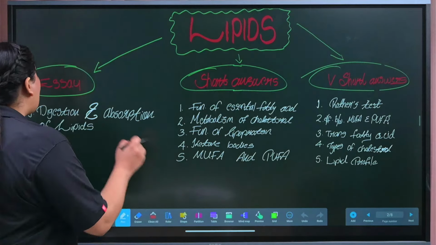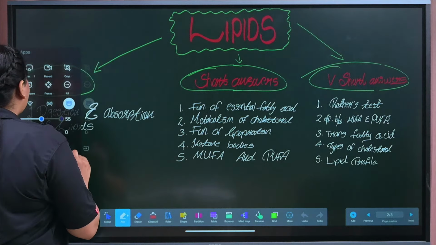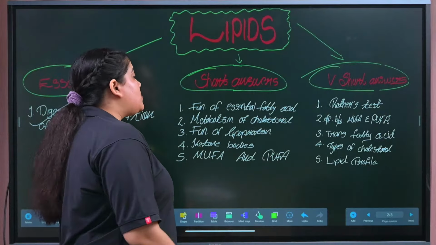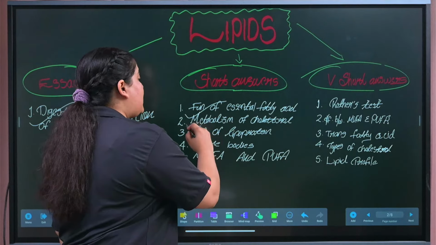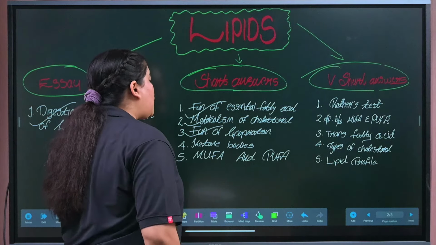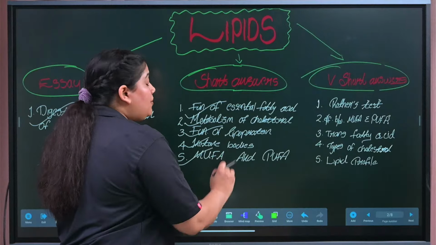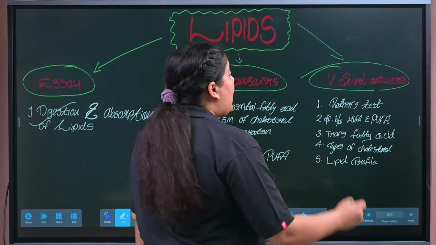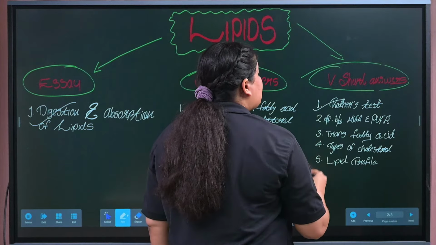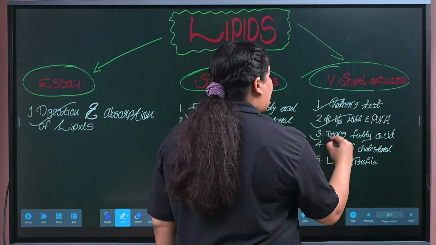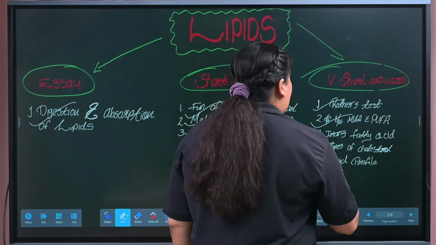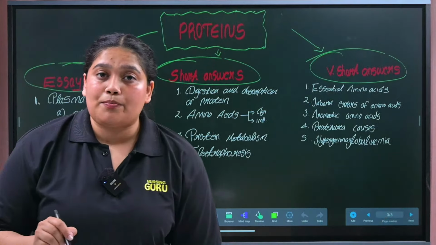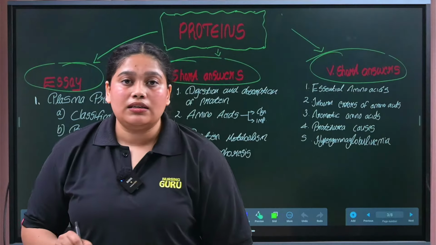We can expect 1 essay question, that is digestion and absorption of the lipids, and 5 short answer questions: functions of essential fatty acid, metabolism of cholesterol, function of lipoprotein, ketone bodies, and MUFA and PUFA. MUFA and PUFA is important because you will get the very short answer question also. In very short answer: Rother's test, difference between MUFA and PUFA, trans fatty acid, type of cholesterol, lipid profile. Clear? You can also note down the questions and the answer points, so you can easily refer to all the topics.